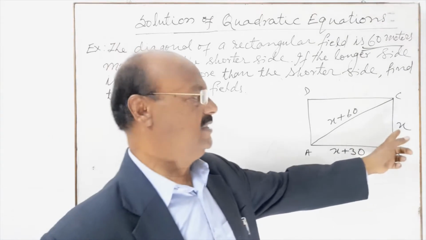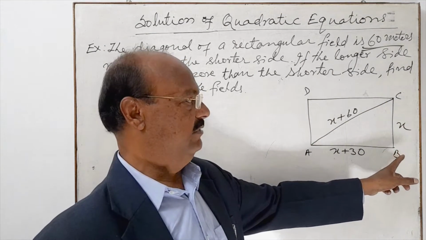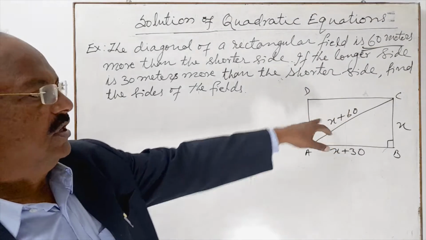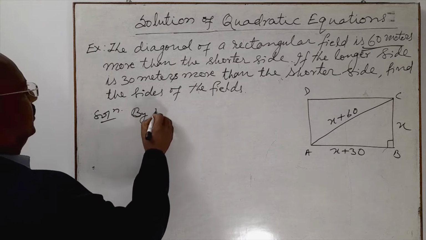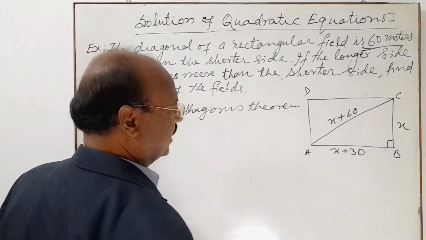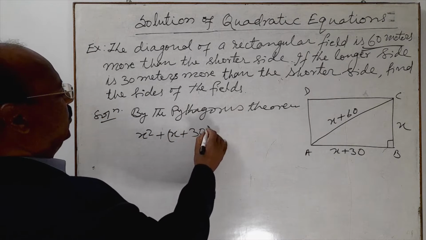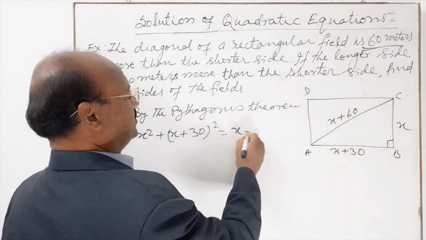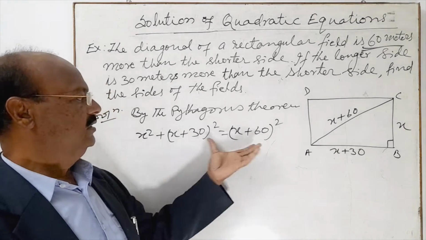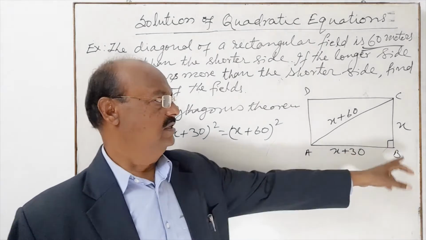So if you find out the value of x, you can easily get x and x plus 30, which will be the shorter side and longer side respectively. In this rectangle, this angle is 90 degrees, so we can use the Pythagoras theorem here. By the Pythagoras theorem, in a right angle triangle, the sum of the squares of two sides, means x square plus (x plus 30) whole square, is equal to the diagonal square, so (x plus 60) whole square. So we will get a quadratic equation after solving this expression. Clear? So this is very clear that we have used Pythagoras theorem in right angle triangle ABC.